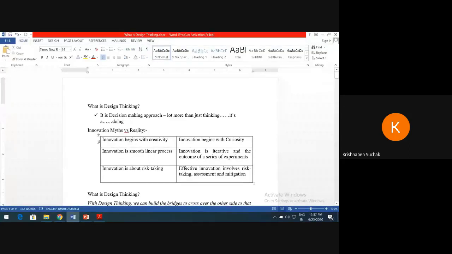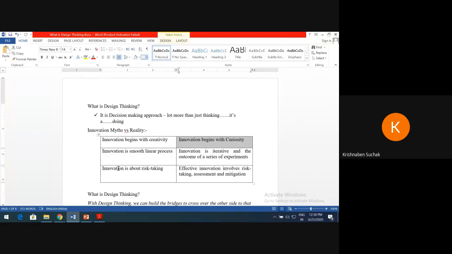What is myth? Myth is that innovation begins with creativity. People think that innovation will begin with creativity, but that is myth. What is the reality of innovation? Innovation begins with curiosity. By observing something, by looking into something, you would be curious that I want to know this, I want to know that, I want to go through the detail of this thing, and then I want to work on it, I want to improve that work or the efforts. That is the reality of innovation.